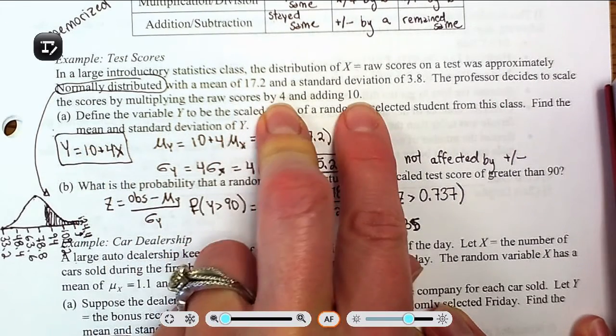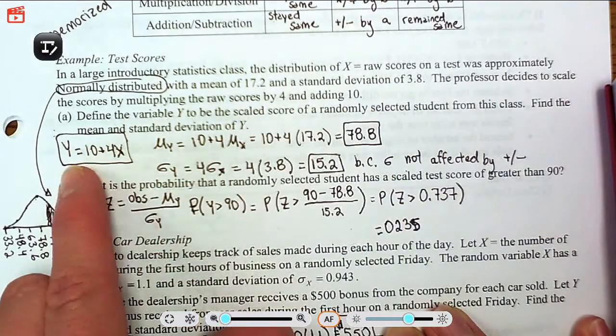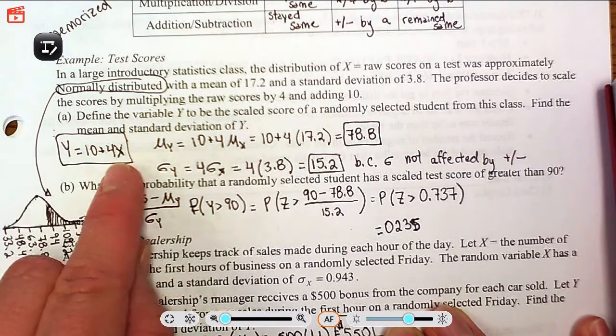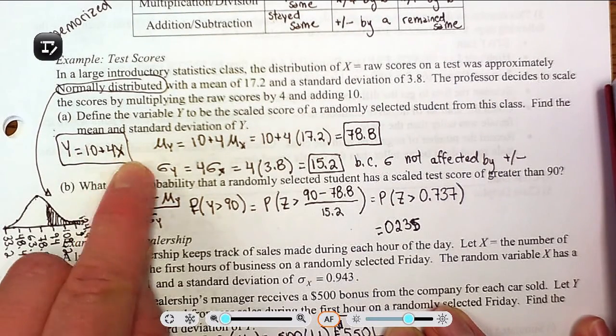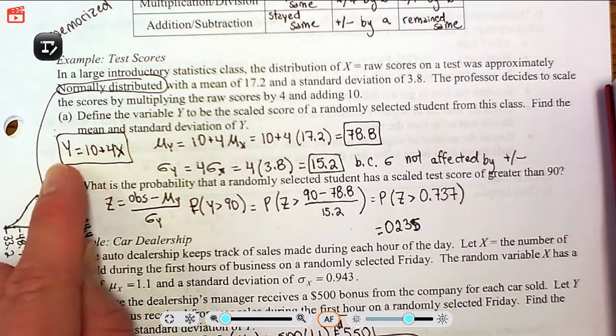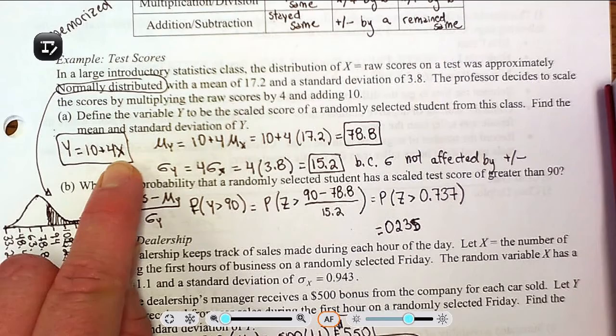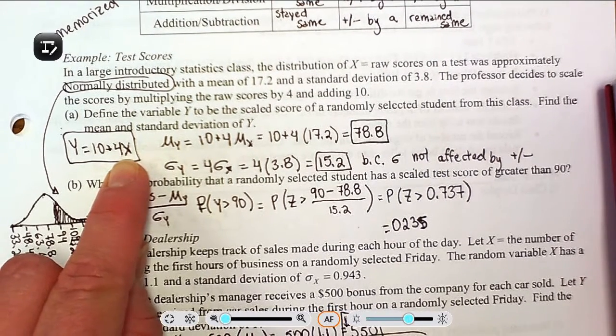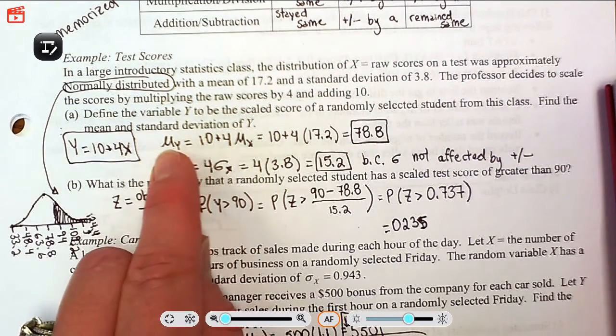So we're going to do these two things. It's best maybe to start with a little formula for yourself. The new random variable y is going to be all the old scores multiplied by 4, then add 10. And this is written in the form y equals a plus bx, the way that AP Stats class likes it. Okay, so let's talk about the mean of y.